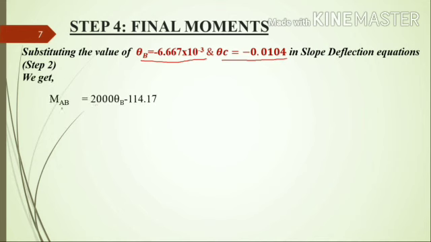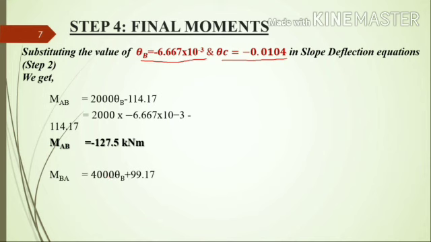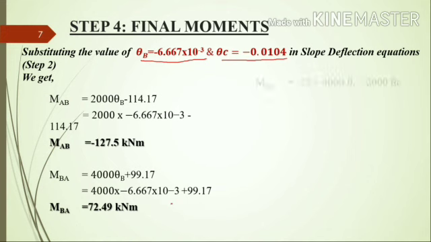So we get MAB equal to 2000 theta B minus 114.17. Then substitute the value of theta B equal to minus 6.67 into 10 raised to minus 3. Therefore MAB is equal to minus 127.5 kilonewton meter. Similarly, MBA is equal to 4000 theta B plus 99.17. When we substitute theta B equal to minus 6.67 into 10 raised to minus 3, we get MBA equal to 72.49 kilonewton meter.